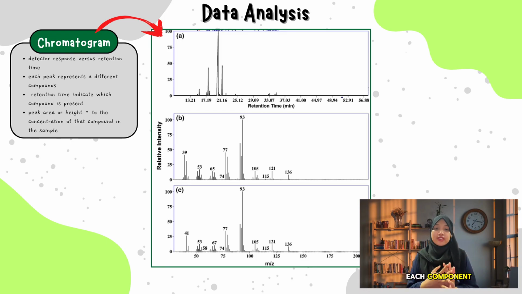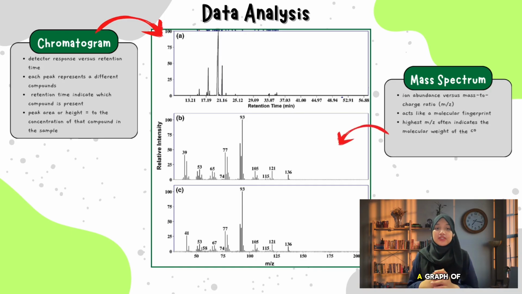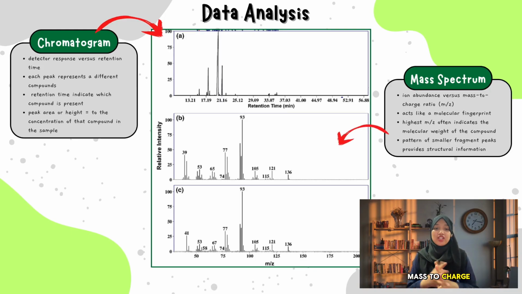amounts of each component. Next, the mass spectrum is a graph of ion abundance versus mass to charge ratio, m/z. Each compound produces a unique pattern of fragments which acts like a molecular fingerprint. The molecular ion peak, highest m/z, often indicates the molecular weight of the compound. The pattern of smaller fragment peaks provides structural information, helping deduce how the molecule breaks apart. By analyzing the spectrum, we can identify unknown compounds and confirm the identity of known ones.